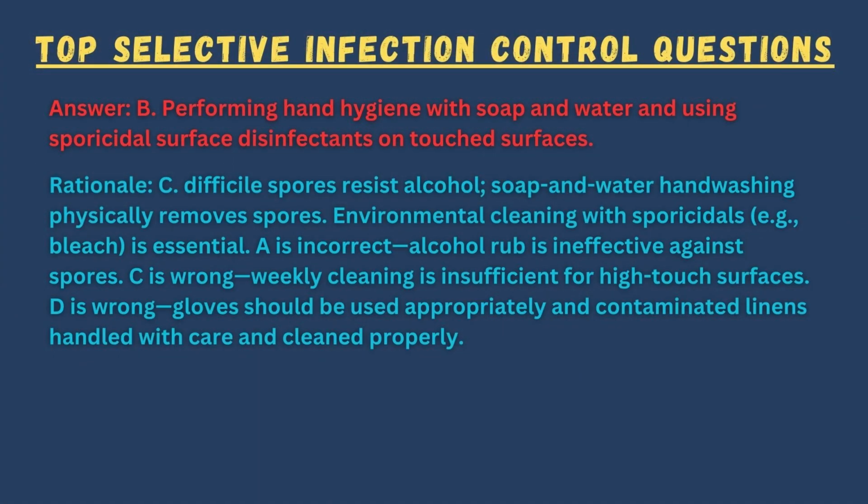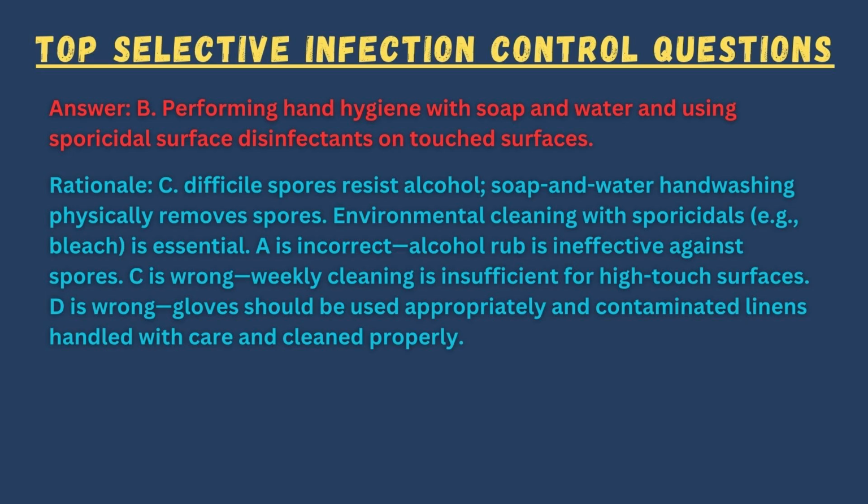Answer. B. Performing hand hygiene with soap and water and using sporicidal surface disinfectants on touch surfaces. Rationale. C. difficile spores resist alcohol. Soap and water hand washing physically removes spores. Environmental cleaning with sporicidals, for example bleach, is essential.